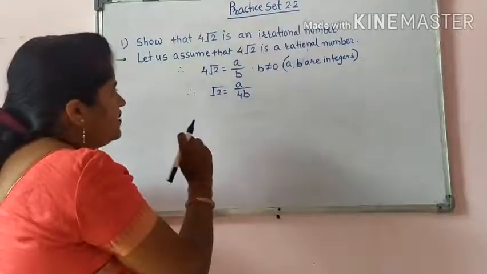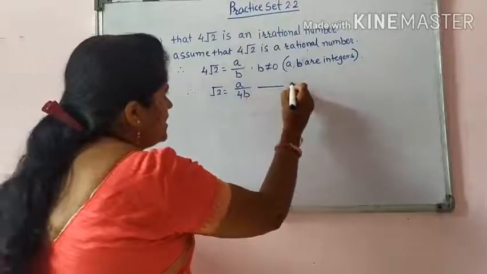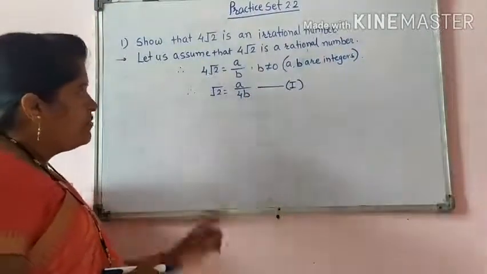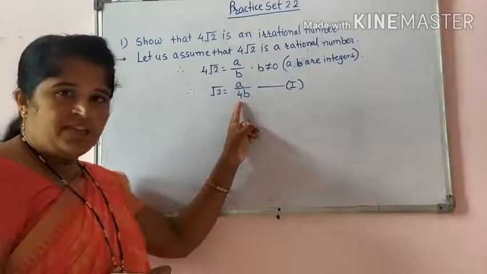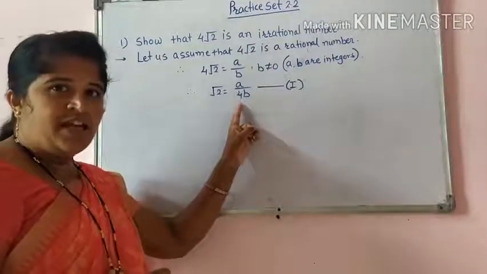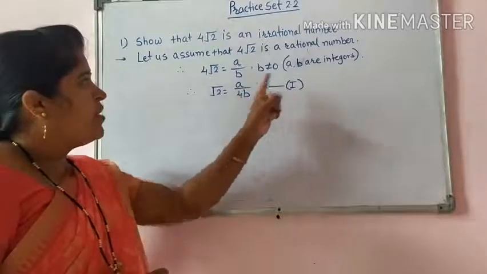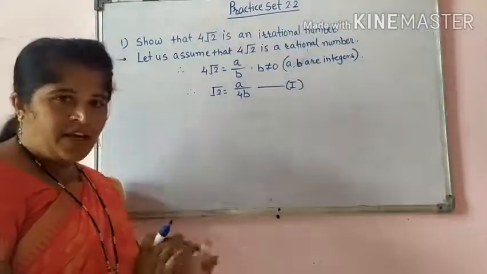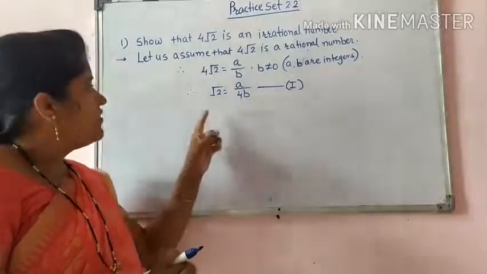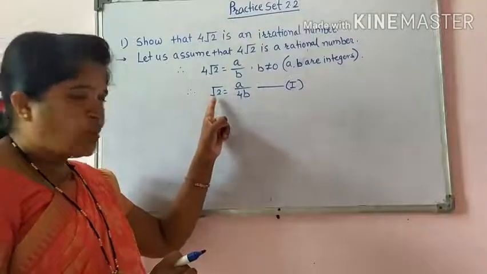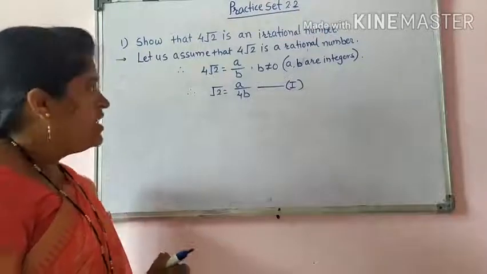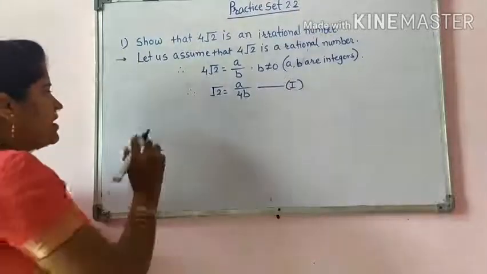Now see here carefully. We shall call this equation number 1. In equation number 1, the right hand side is a rational number because integers are rational numbers. But what about the left hand side of the equation? The left hand side is root 2, and root 2 is an irrational number. So here we get a contradiction.